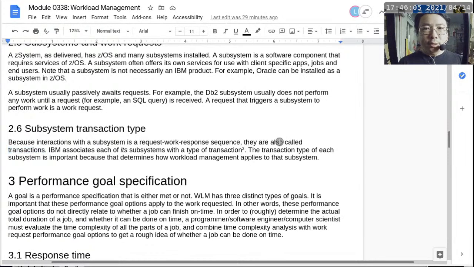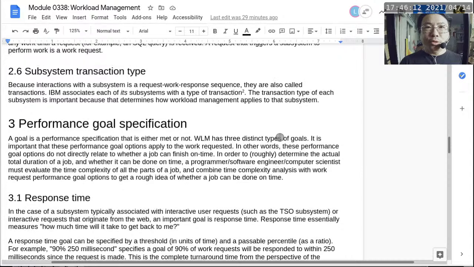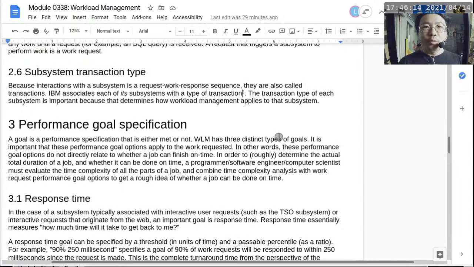You can see there's a little footnote notation here, a little 2. If you follow that link, it will bring you to a table that describes, for each IBM subsystem, what type of transaction it would classify as. Now there are two main types of transactions. I can get there in just a little bit, but I can remember exactly what those two main types are. One type is an address space, and the other one is an enclave.